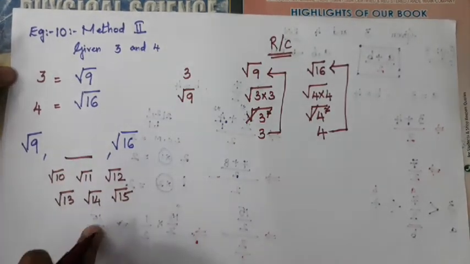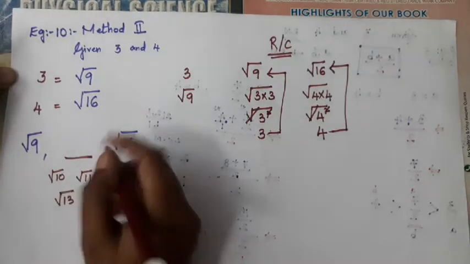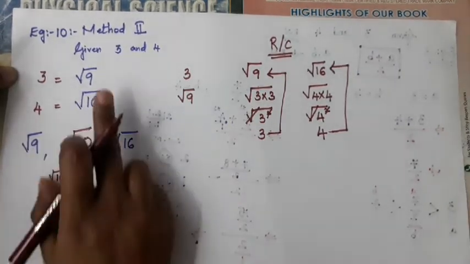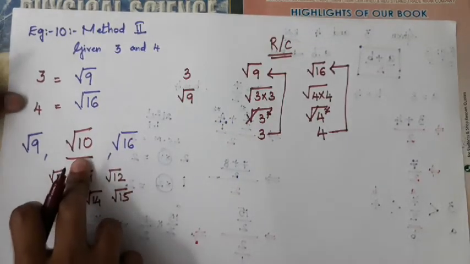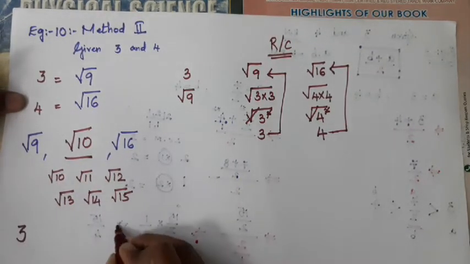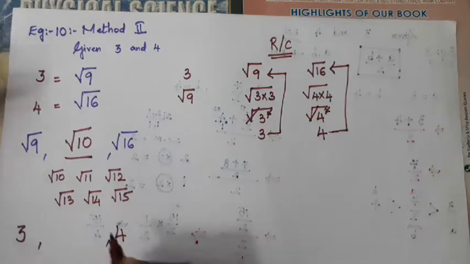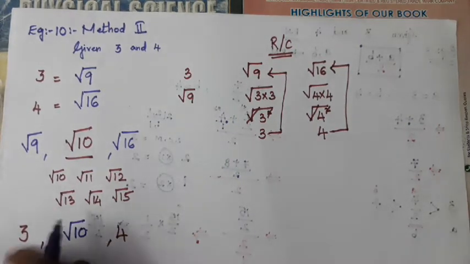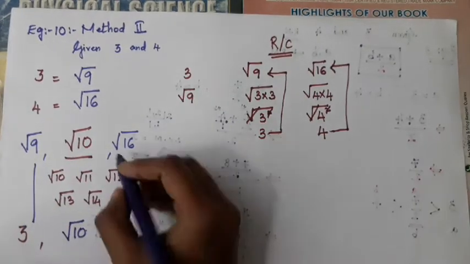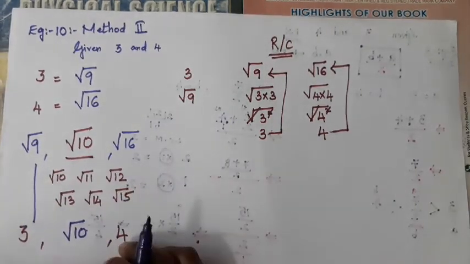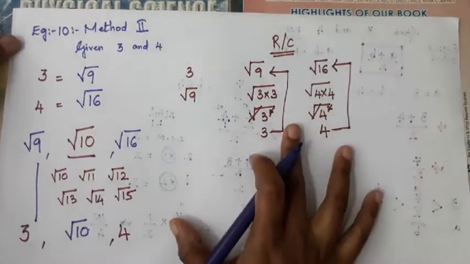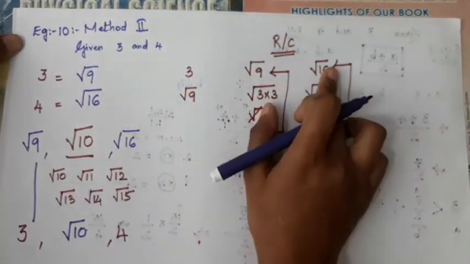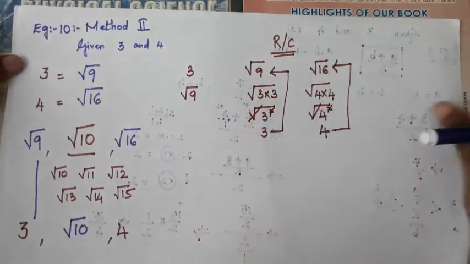Which number shall we select? I'll select root 10. So what is one irrational number between 3 and 4? That is root 10. We are going to substitute root 10. How did we get 3 and 4? Already you know, root 9 is 3 and root 16 is 4. Did you all understand? This is your fair part, and this is your rough column. Now next, example 11.